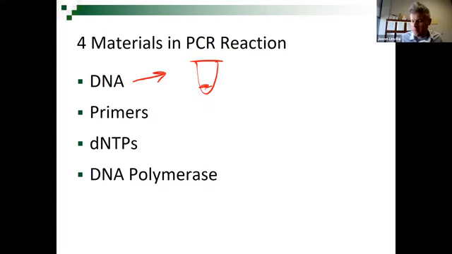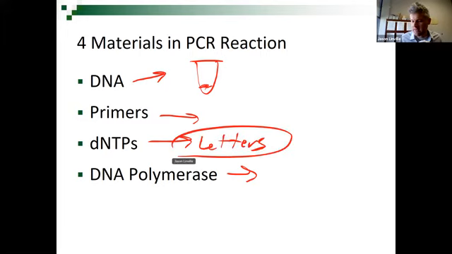Now we've got three weird words: primers, dNTPs, DNA polymerase. In this lecture and also the PCR components lecture, we're going to learn more about what these three things are and how they play a role in the PCR reaction. dNTPs, you can also think of those as the letters, the A, G, C, and T's in there.